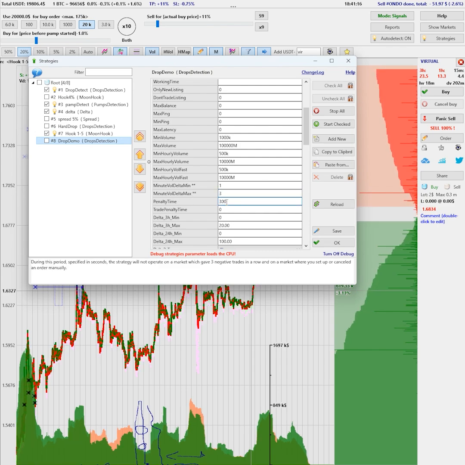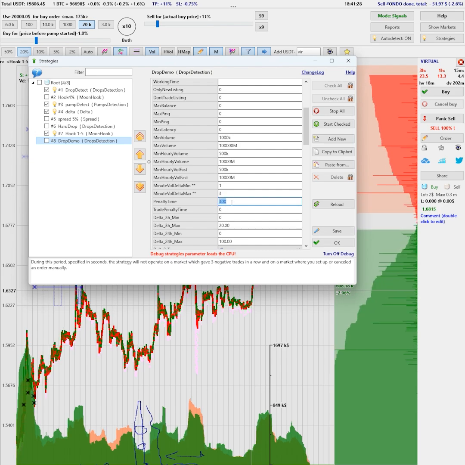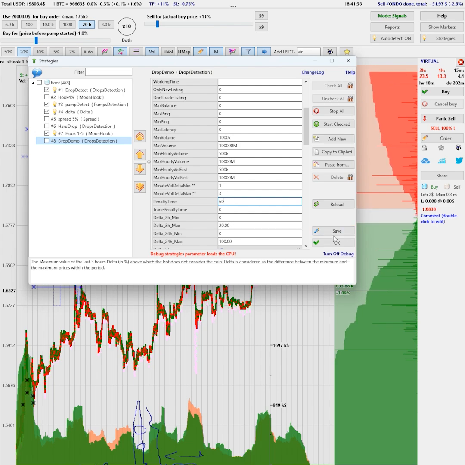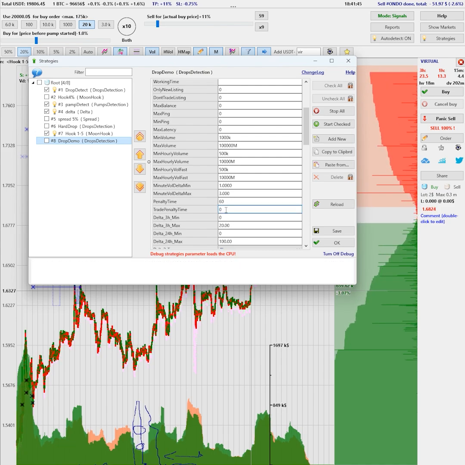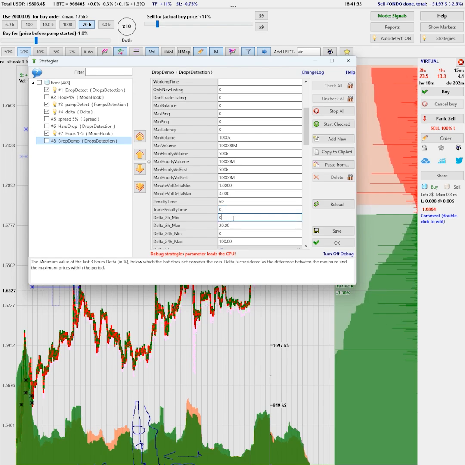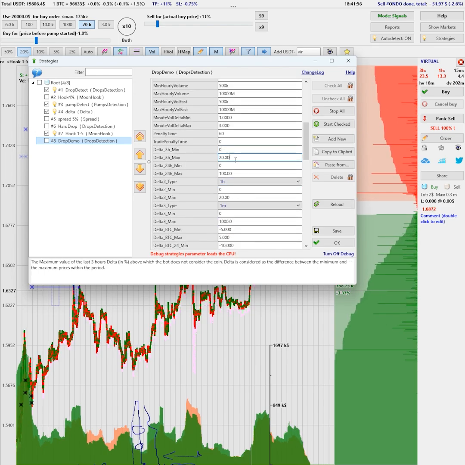Penalty time. This penalty kicks in when the bot makes 3 bad trades in a row. And then it kicks in, and let's say it's 300, so let's say we will keep it at 60. So 60 seconds, it's not going to take another trade if it took 3 negative trades in a row. And then this penalty time is on detection. Now trade penalty can be different. Obviously, you can say more or less, but in this case I'm not going to use it.